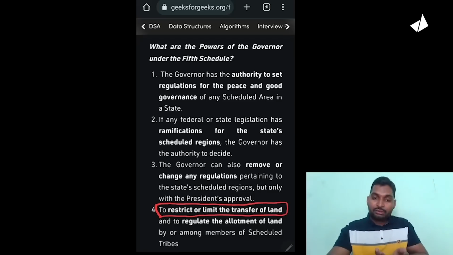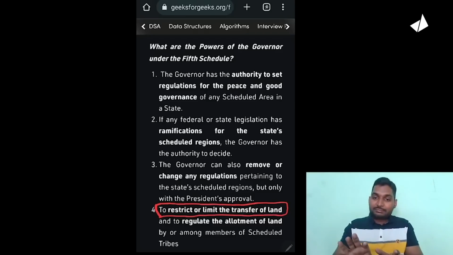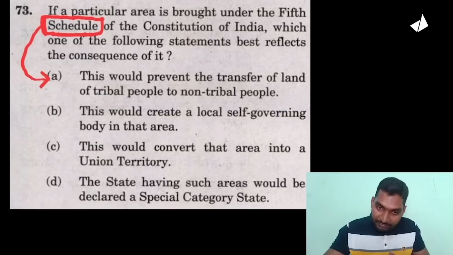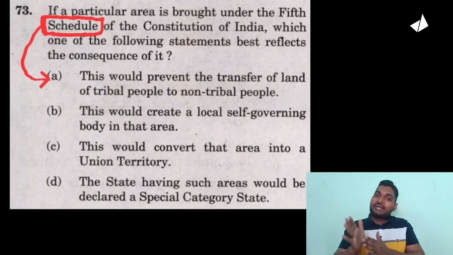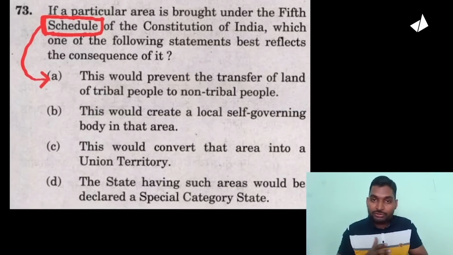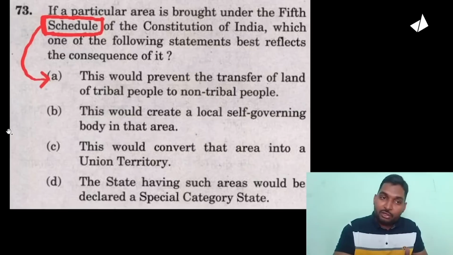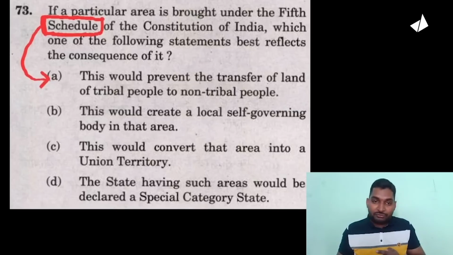Sorry, the 5th schedule, which says to restrict or limit the transfer of land. Now this comes in the ambit of the 5th schedule. Now we had this question in the 2022 exam, which says, if a particular area is brought under the 5th schedule of the Constitution of India, which one of the following statements best reflects the consequence of it? And obviously option A is the correct answer. This would prevent the transfer of land of tribal people to non-tribal people.